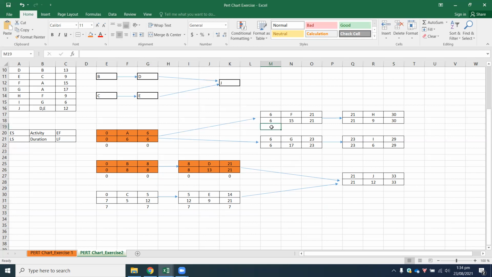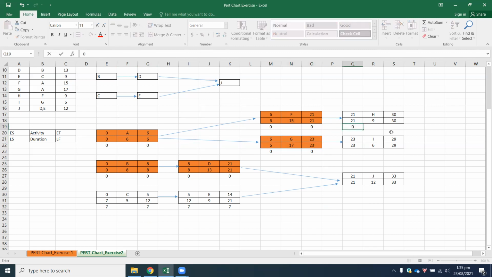After that, we hop into the next activity, F. So 6 minus 6 gives you a value of 0. 21 minus 21 gives you a value of 0. So 0 plus 0 gives you a value of 0 as well for your total float. So this becomes part of a critical path. Now, 6 minus 6 gives you a value of 0. 23 minus 23 also gives you a value of 0. So 0 plus 0 gives you a total float of 0. Therefore, this becomes part of a critical path.